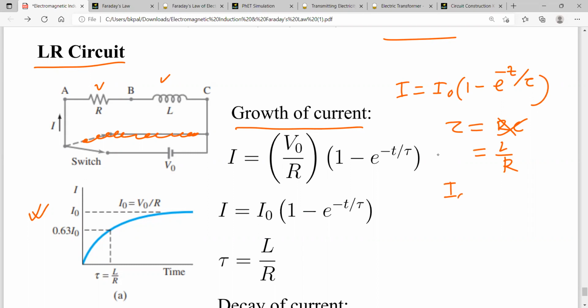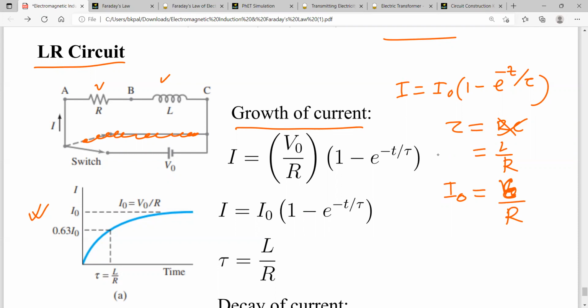The maximum current here is equal to, you can determine it from Ohm's law, V0 over R, or you can say the battery EMF over R.